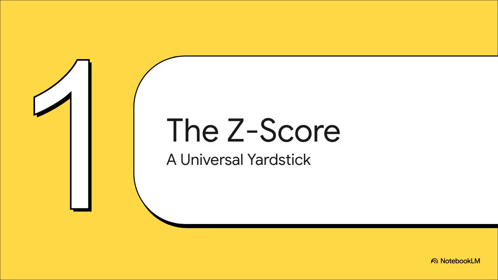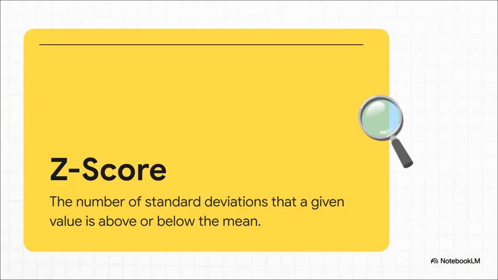Okay, let's dive into our first and probably one of the most powerful tools in statistics, the z-score. I like to think of it as a universal yardstick. It's this incredible tool that lets you compare things that seem totally unrelated, like body temperature and the weight of a coin. So what exactly is a z-score? It's really simple. It's just the number of standard deviations that a data point is away from the average of the group. It's not about the raw value, it's all about its distance from the middle of the pack.